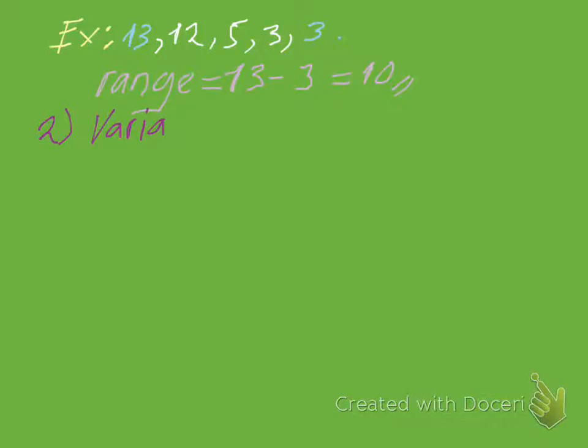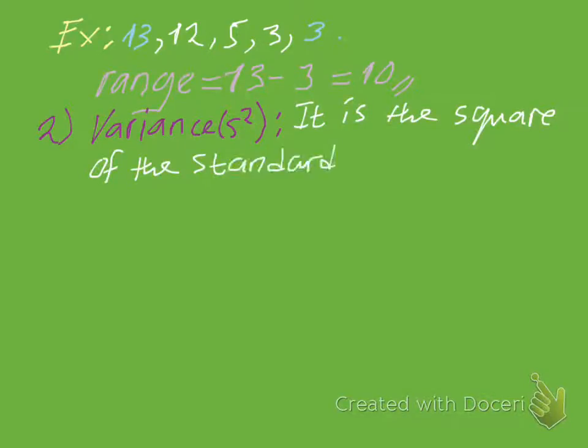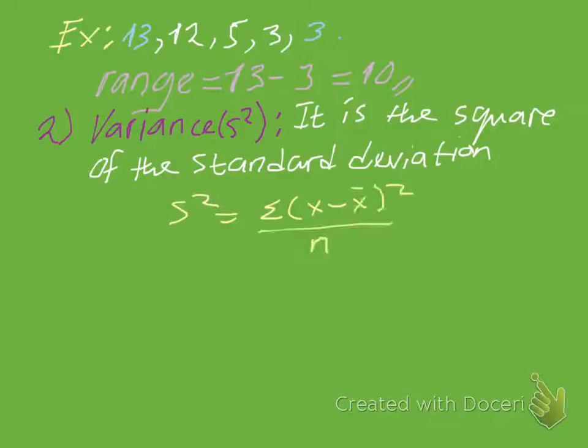Number 2, the variance. Variance is denoted as S squared. The variance is the square of the standard deviation. Variance is S squared, standard deviation is S. It is denoted by S squared equals the sum of x minus x bar, all squared, over n. That's the sum of each element x minus its mean x bar, all squared, over the total numbers in a set.